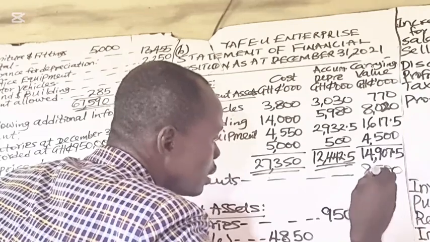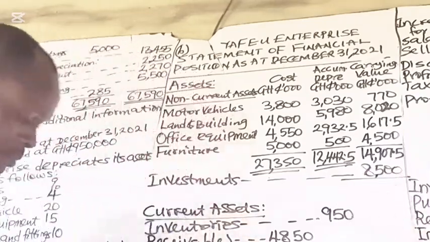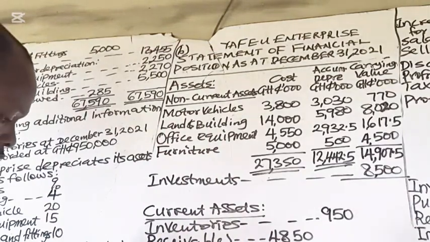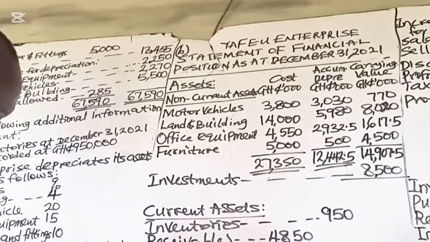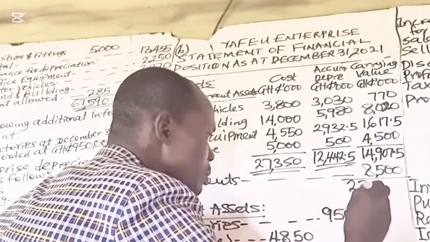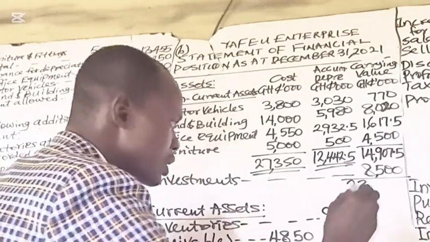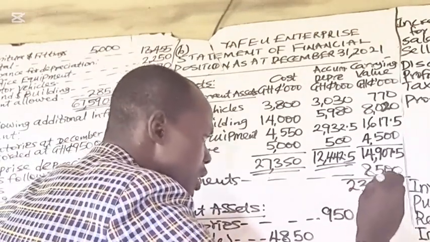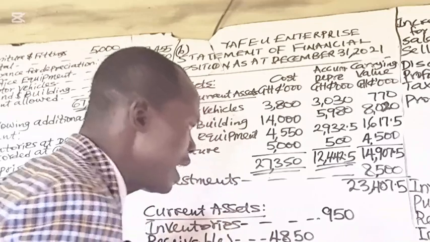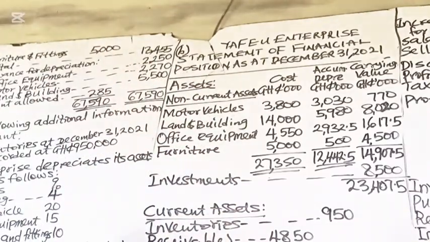$8,500. So if you add it to 14,907.5, that means our non-current assets totaled 23,407.5. Then we are on current assets.